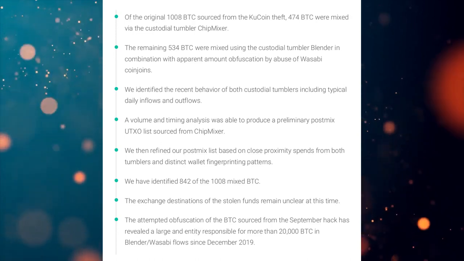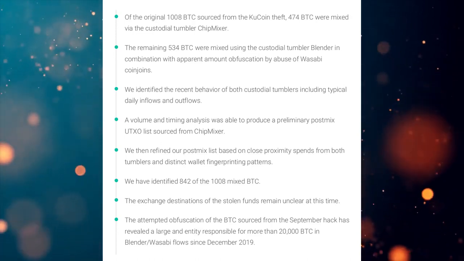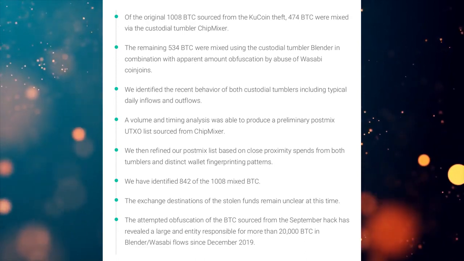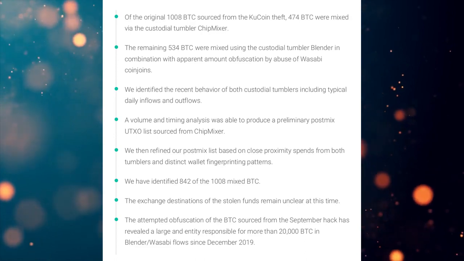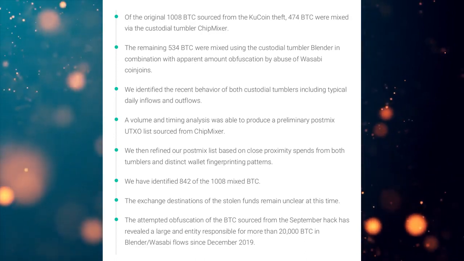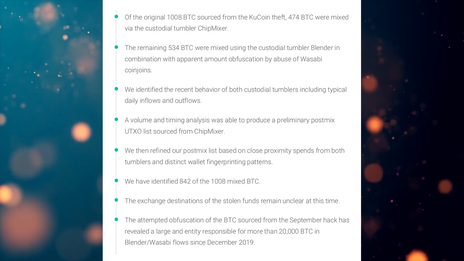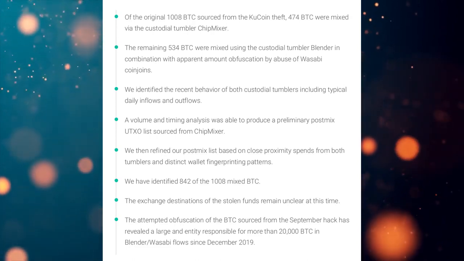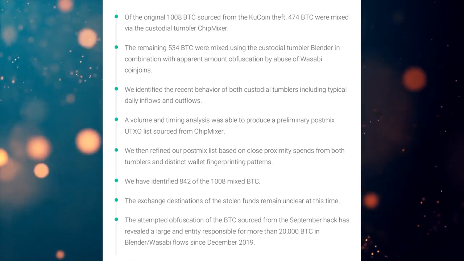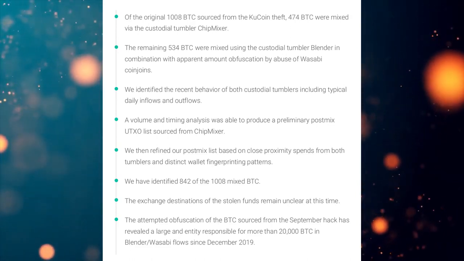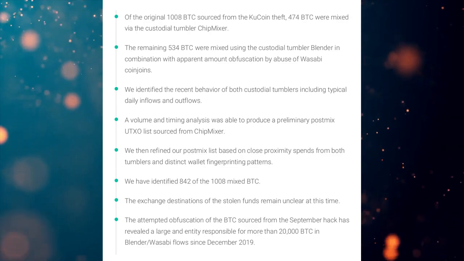So basically, to wrap things up and hopefully move on, we used a volume and timing analysis to come up with a most likely post-mix UTXO list based on spending large volumes from both mixers. And that's kind of the deal.